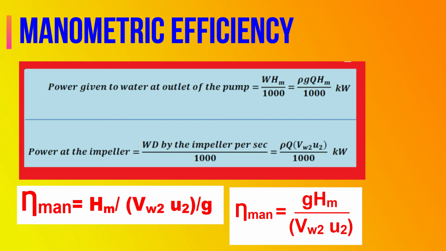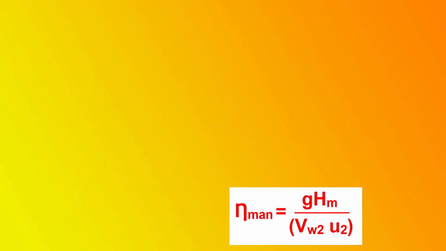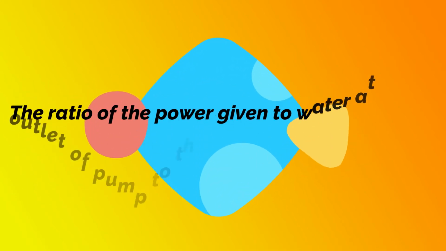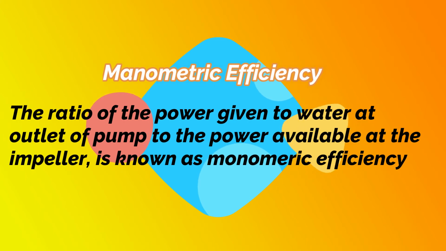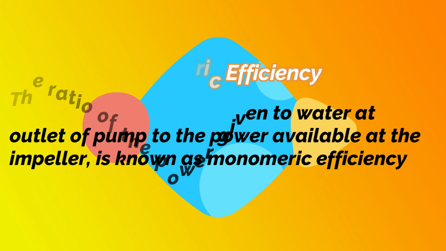The power at the impeller of the pump is more than the power given to the water at the outlet of the pump. The ratio of the power given to water at outlet of pump to the power available at the impeller is known as manometric efficiency.